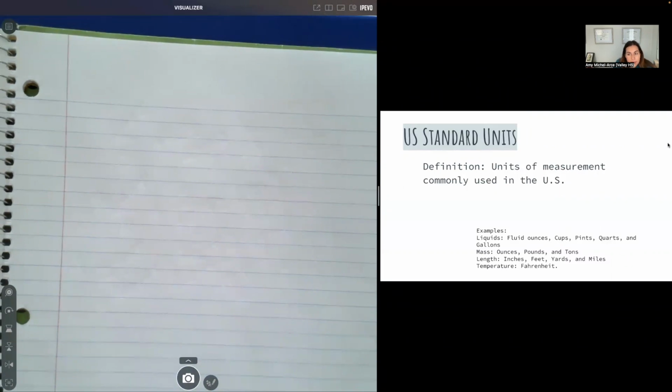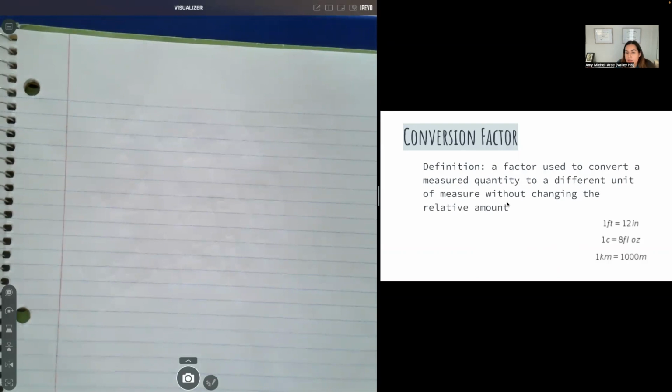US standard units. There are units of measurement commonly used in the US. So we measure liquids in fluid ounces, cups, pints, quarts, and gallons. Mass in ounces, pounds, and tons. Length in inches, feet, yards, and miles, and temperature in Fahrenheit, when other places use Celsius.